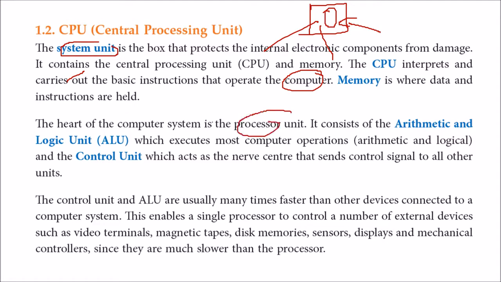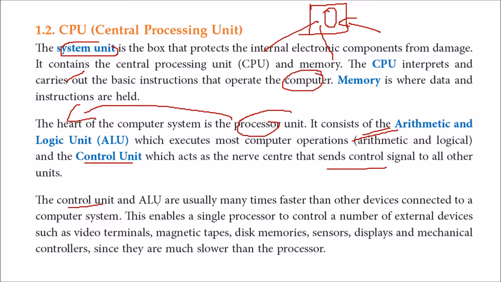The processor unit is the heart of the computer. It is not the brain, but the heart of the computer. It contains the ALU, the arithmetic logic unit, which executes most computer operations, arithmetic and logical. And the control unit is like your brain. The nerves here work as signals, so it sends control signals to all other units.